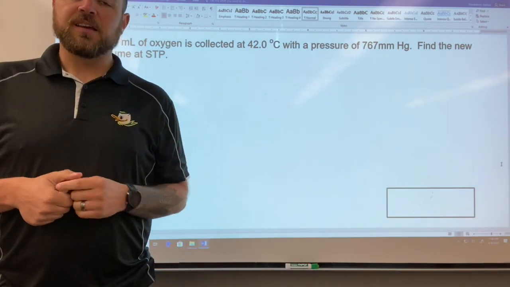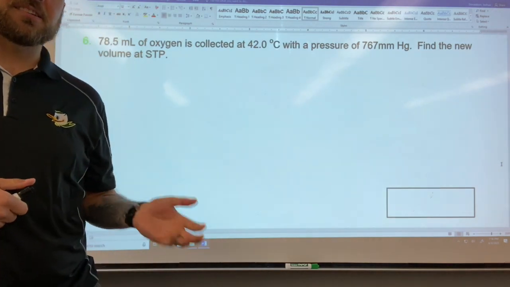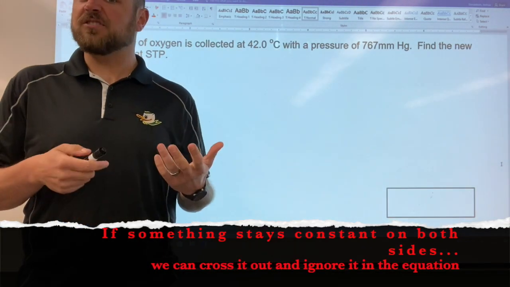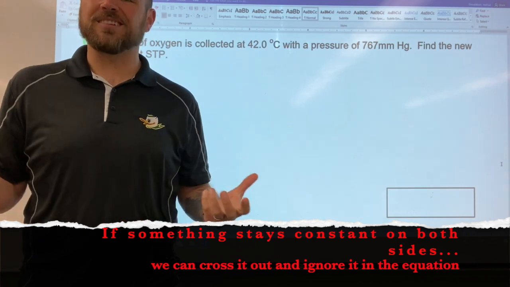Okay, and then finally, the last thing we need to see is, is there anything that doesn't change from the left to the right? And if it doesn't change, we can cross it out of the equation and pretend like it's not even there at all.